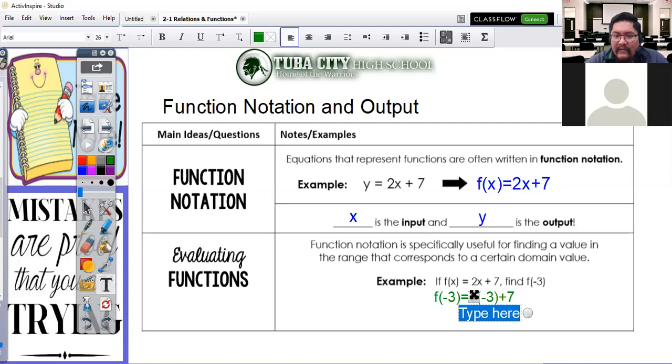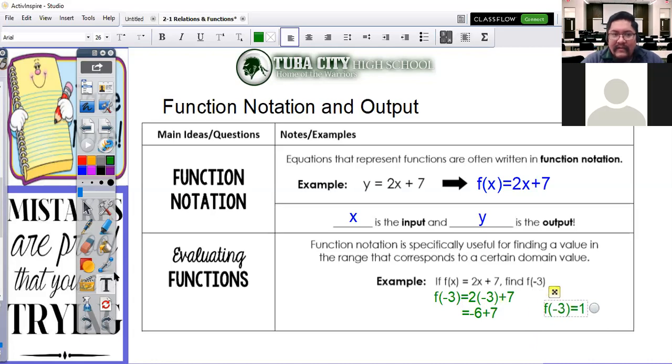So I have equals negative 6 plus 7, because that's going to be 2 times negative 3, and that's going to be negative 6. And the plus 7 just stays where it is. And now I'm pretty much done with this one. I just need to write the last step, and that would be to put it in function notation. So f of negative 3 equals 1, because 7 minus 6 would be 1.